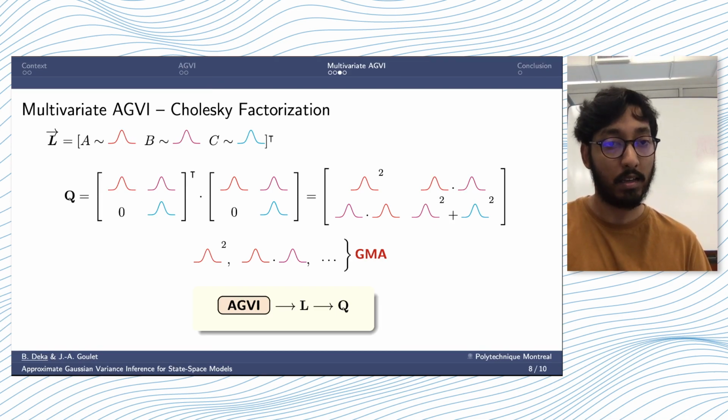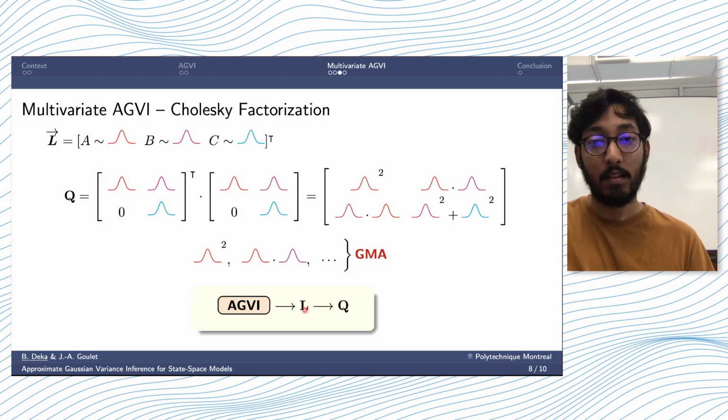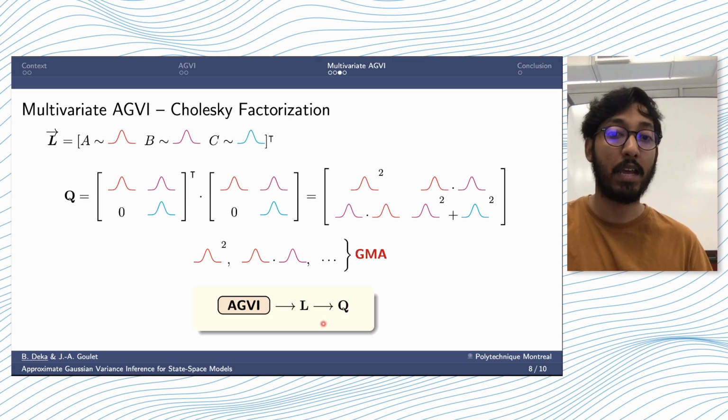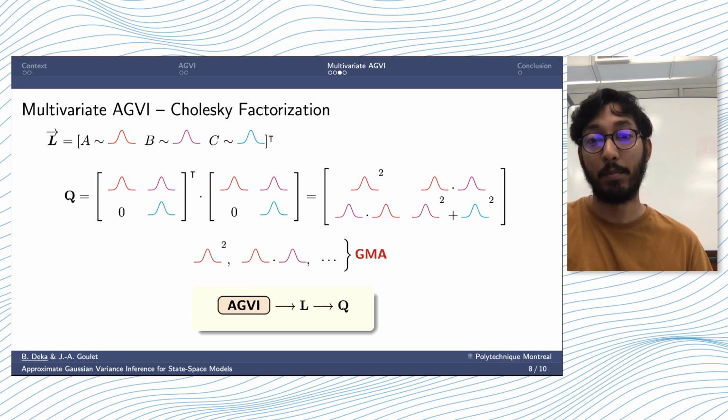Now, this is what we do in AGVI for higher dimension: we do not infer Q directly. We start with a prior for the L, and from that we build our Q matrix. And at every time we start with a prior for L and we obtain a posterior for L, and we keep building our Q matrix from this upper triangular random matrix.